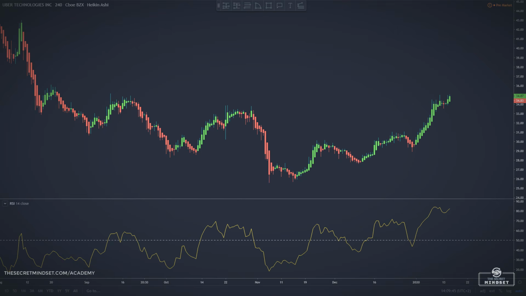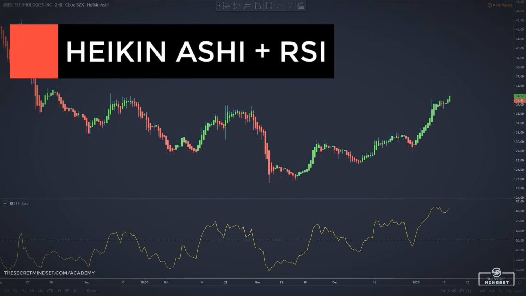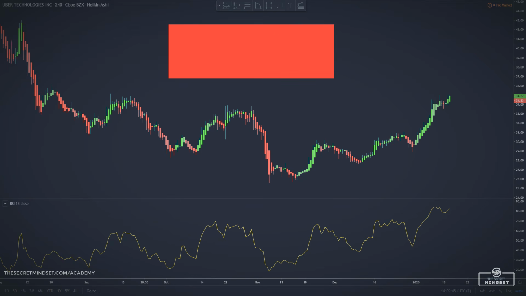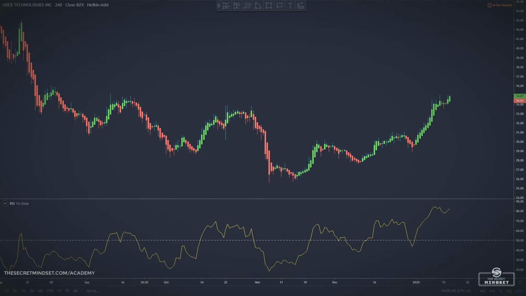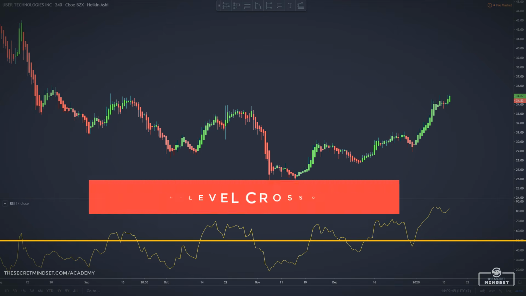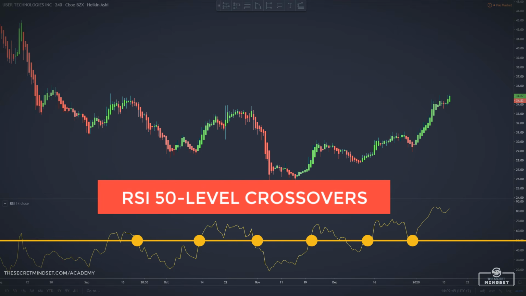Another great strategy involves the RSI indicator. There are 3 horizontal lines plotted on the RSI indicator window, the 30, the 50 and the 70. The RSI 50 level can be used as a strong signal to confirm the different kinds of trade setups using Heiken Ashi. I mainly prefer to use the relative strength index for centerline crossovers.